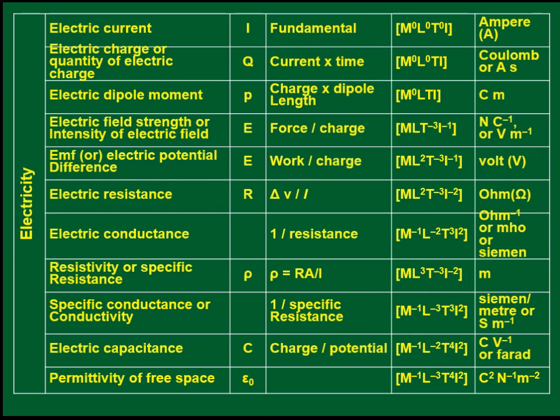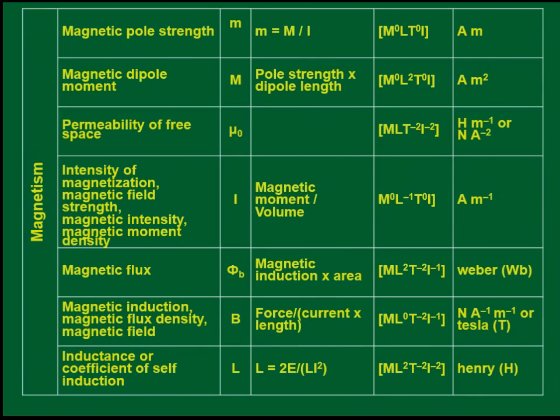Now for optics also: luminous flux, refractive index is a dimensionless quantity, illumination or luminance, decay constant, Planck's constant, and Wien's constant. These are some of the dimensions. So now some exercises for you from unit number 1, chapter 2.